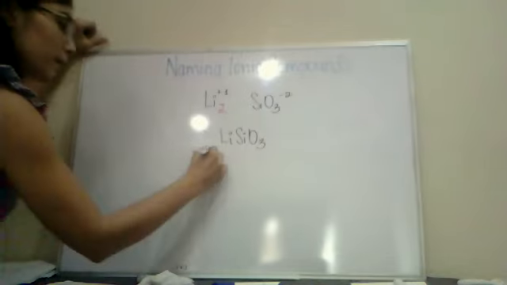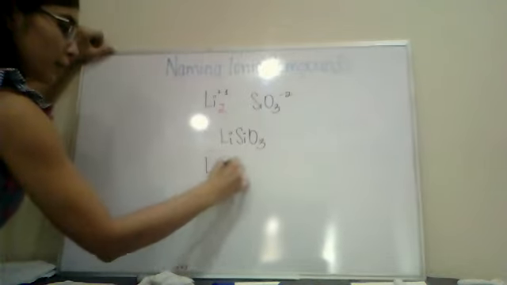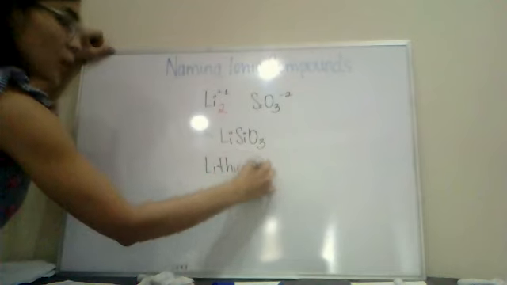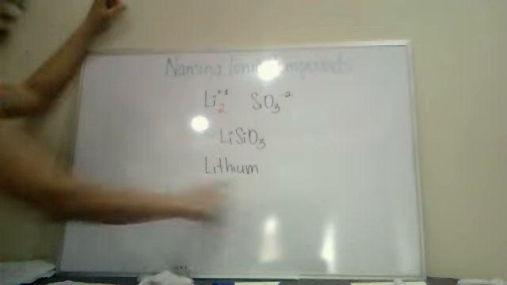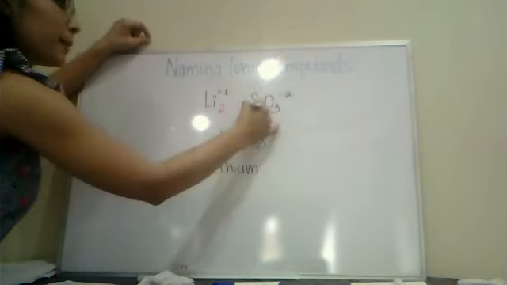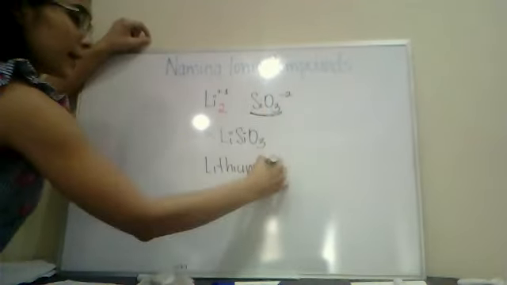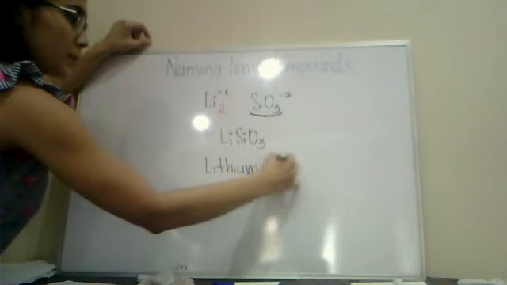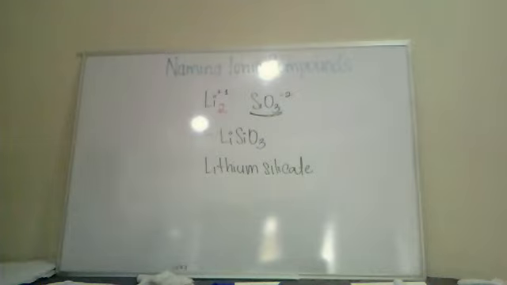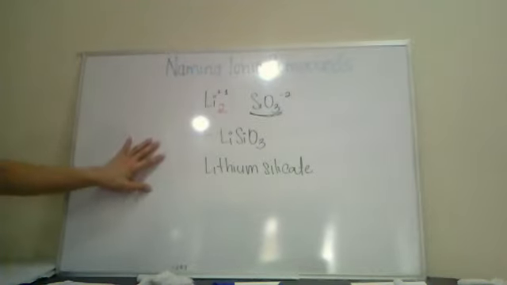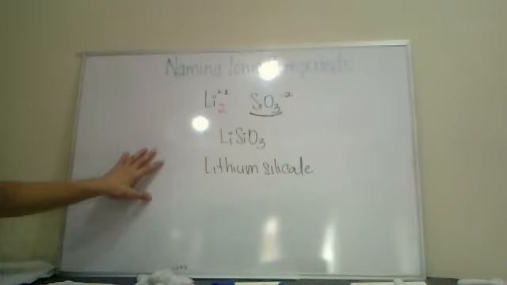And what is the name of this? First, I'm going to name my metal, lithium. No parentheses because it's not a transition metal, so it's just lithium. And the name of this polyatomic ion is silicate, so it's lithium silicate. All right, so this topic is simple. The thing is that you need to practice, okay? But it's really simple.